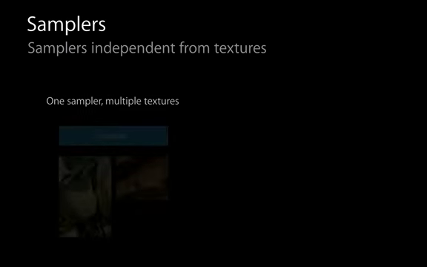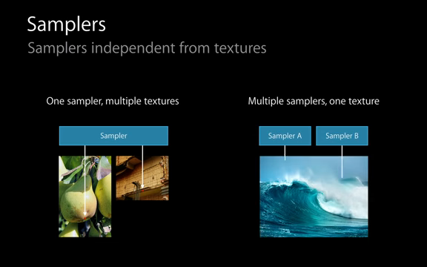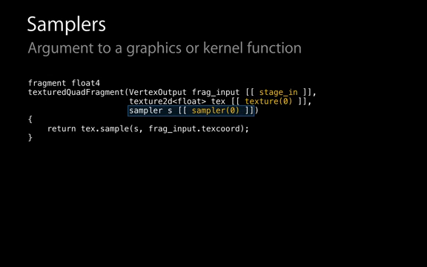Samplers are separate from textures. So what does that mean? That means I can use the same sampler with multiple textures, or I could use multiple samplers with one texture. You have the freedom. How do I pass these? Well, like I said, everything is passed as an argument, so you can pass them as an argument to your shader. In addition, though, you can actually declare them in your source.